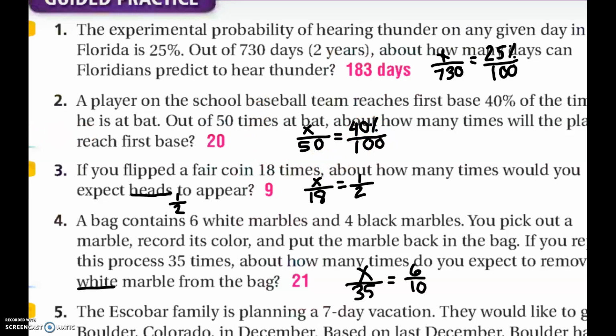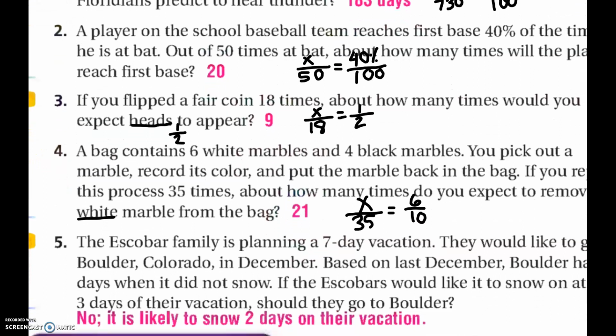Number 3 is different. They don't give you a percent. So they're asking if you flip a coin 18 times, how many times would you expect to get heads? I need to find the probability of getting a heads. One of the sides of a coin says heads, the other says tails. So 1 out of 2 is the fraction. And then 18 is how many times you're doing it.